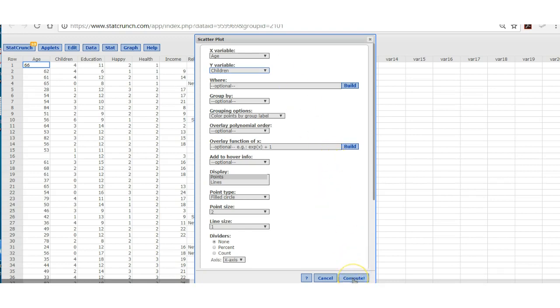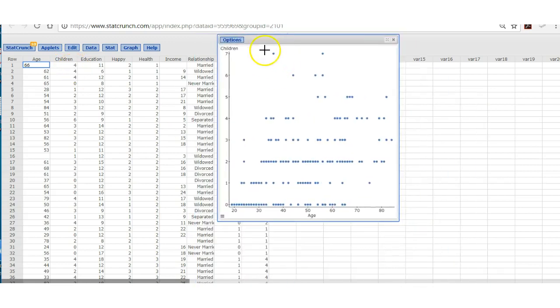What this is going to do is plot a point for each different row in our data. So for example, this first row, we're going to have a point plotted on the scatter plot that has 66 for the x value and 4 for the y value. So that's what all these points represent. You can put your cursor on a specific point and it'll tell you the row it came from and the x value and the y value. But this graph isn't really telling us anything about the relationship between the 2 variables.